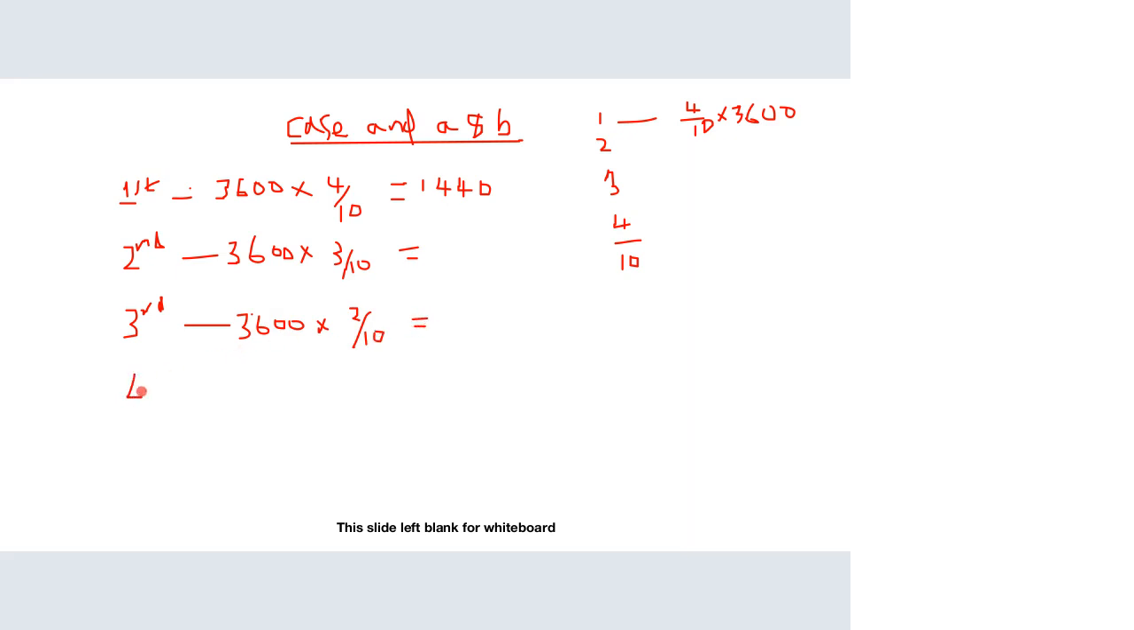Then for the fourth installment, please, I hope some are getting the products there. So for the fourth installment, we have 3,600 times now 1 out of 10.